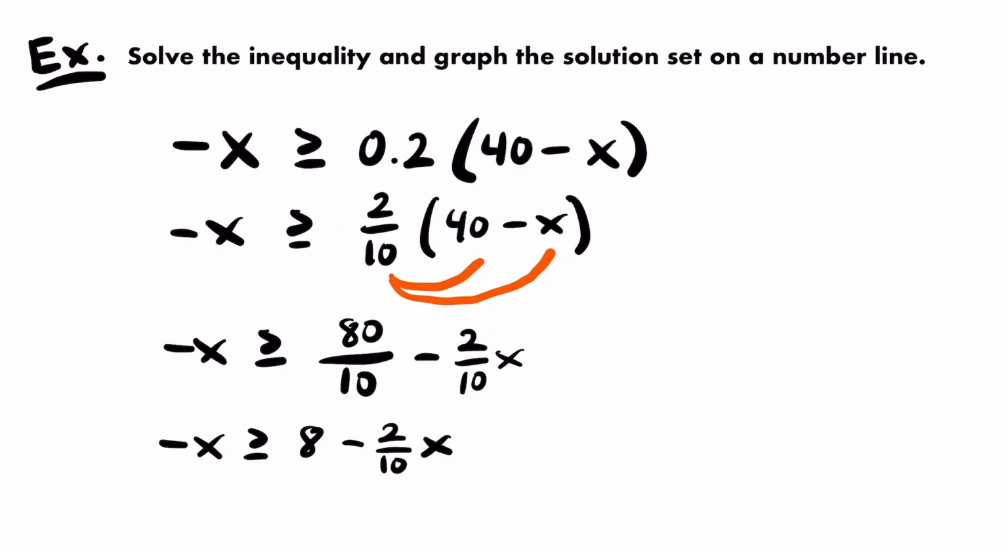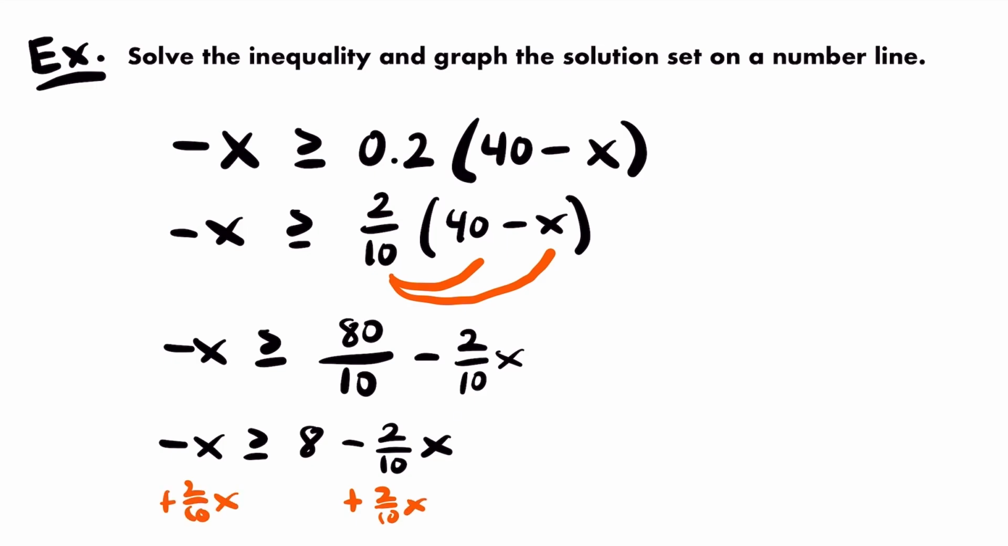Okay, and so now we've gotten rid of the parentheses in the inequality, but now what do we do next? Well, we have two terms that involve that variable of x. We should try to get the inequality in a form such that there is only one variable term. So let's get rid of one of them from one side of the inequality. And I'm going to choose to get rid of this negative 2/10 times x. What I'll do is add the opposite of that to both sides of the inequality. So I'm going to add 2/10 x to both sides.